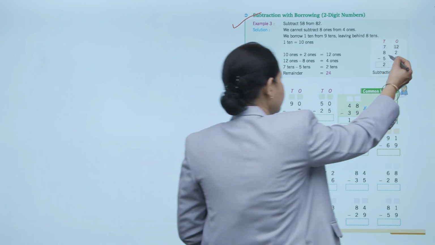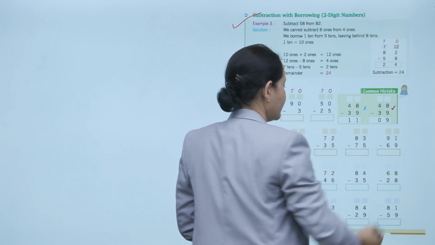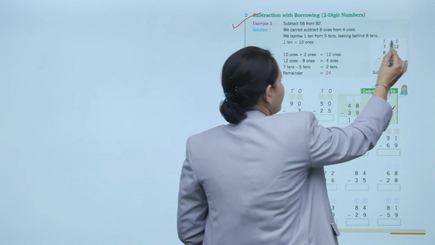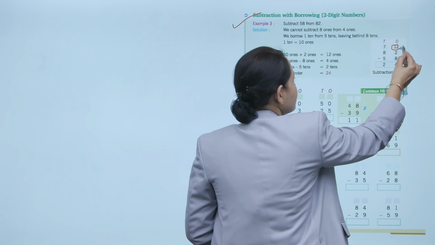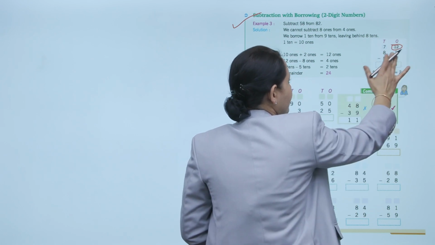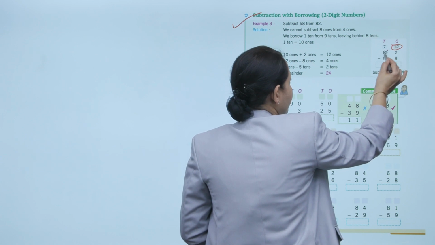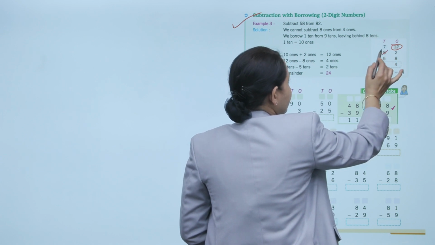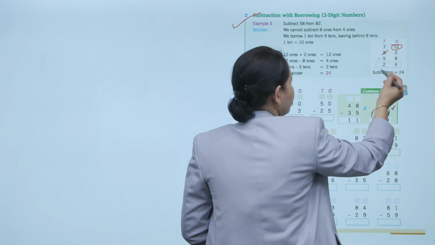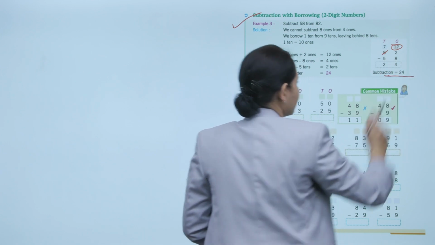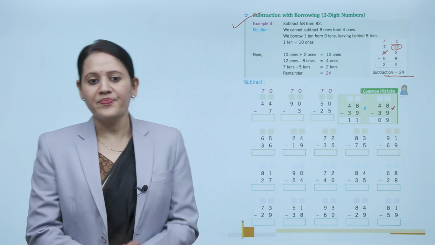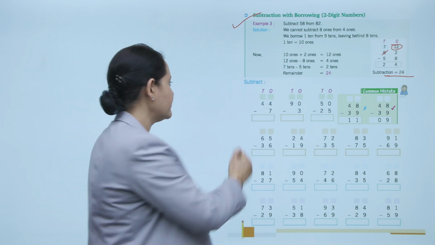Start from ones. 2 minus 8, that's not possible. So we'll borrow from tens position. It will become 12. 1 ten add करेंगे तो 12 हो जाएगा. 12 minus 8, that is 4. And here we have borrowed 1 ten, so it will become 7. 7 minus 5, that is 2. So answer is 24.